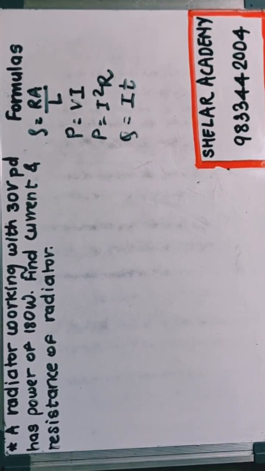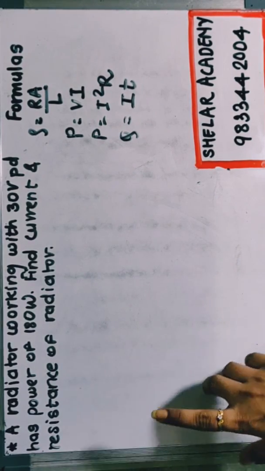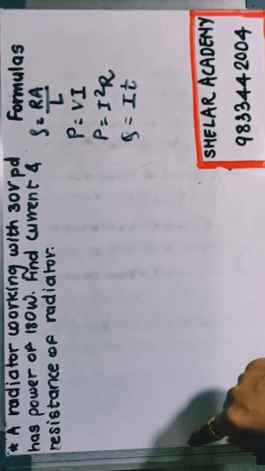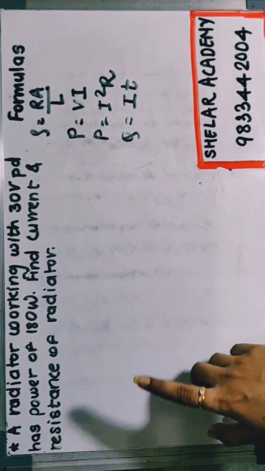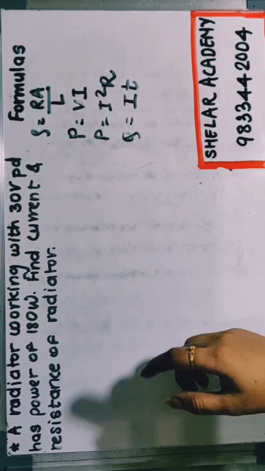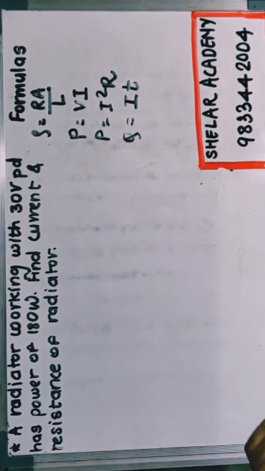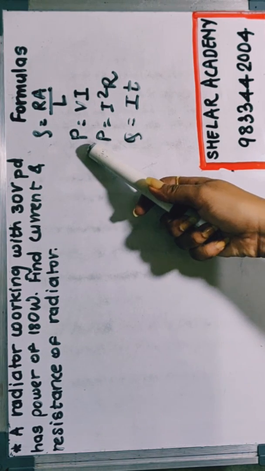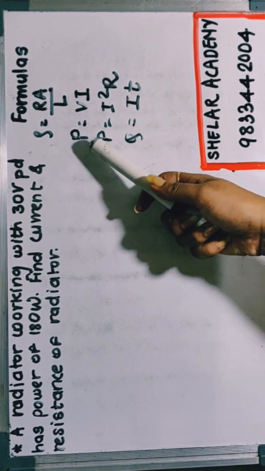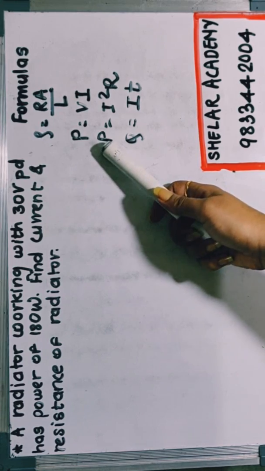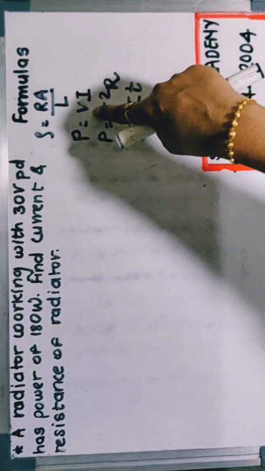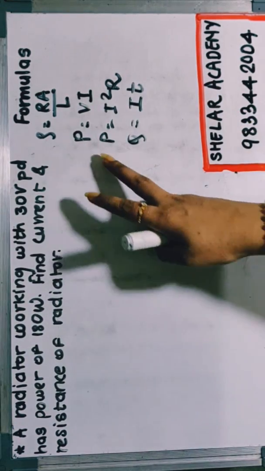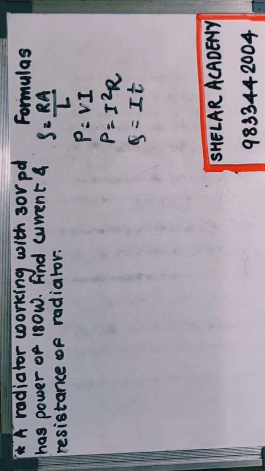Okay, so moving forward to the third sum. A radiator working with 30 volt potential difference, PD denotes potential difference, I'm just using shortcuts, has power of 180 watt. Find current and resistance of radiator. So if we see, we have two formulas that have power involved, this and this. But just see, we have been given voltage and power, and we have to find the current. So we'll be first using this formula.